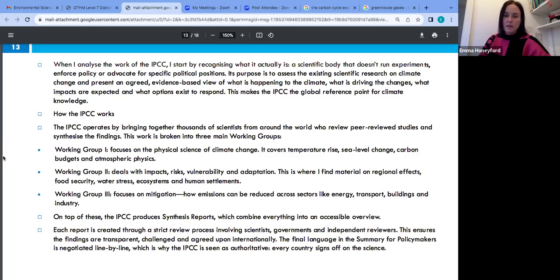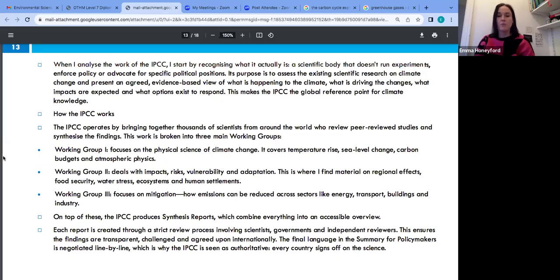So on top of these, the IPCC produces synthesis reports which combine everything into an accessible overview. Each report is created through a strict review process involving scientists, governments and independent reviewers. This ensures that findings are transparent, challenged and agreed upon internationally.